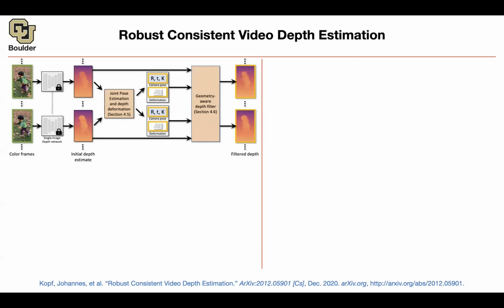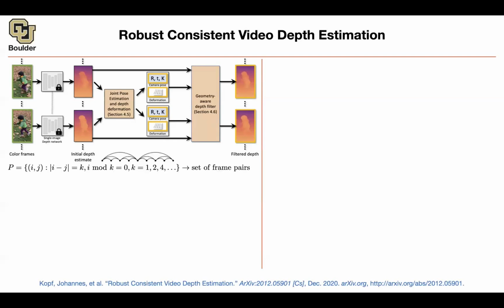You have a video, you have some pre-trained neural networks that are single image depth predictors. And we just saw a couple of examples of them. Some of them were supervised trained, the other ones were unsupervisedly trained, but they're going to give you some estimates for your depth, and they're going to be not so great. Then the rest of the algorithm is going to do some joint pose estimation and depth deformation from different camera views. There is going to be some geometry aware depth filter. So these ones I'm being a little bit vague at this point, but then it's going to become clear. And then they're going to give you better estimates for your depth.